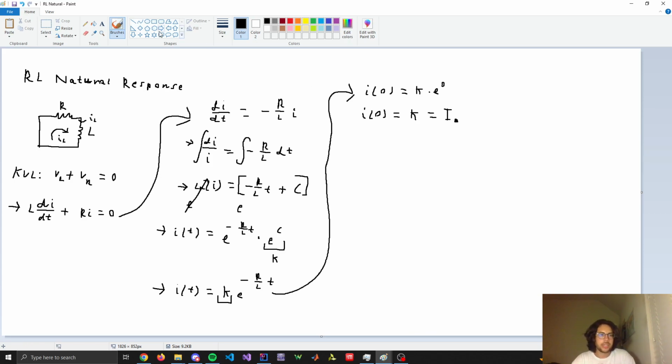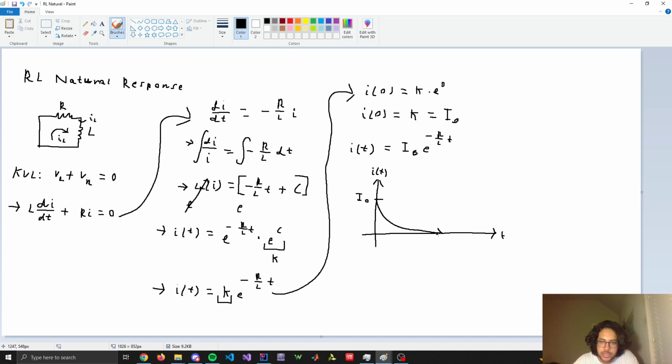And so this is just like the natural response for the RC circuit, except now we're working with the current for its transient response. I of t is equal to I0 times e to the negative R over L t. And just like the RC natural response, the RL natural response is the current as a function of time, which starts at some initial current through the inductor, I0, and decays exponentially like this. So that's the natural response of the RL circuit.